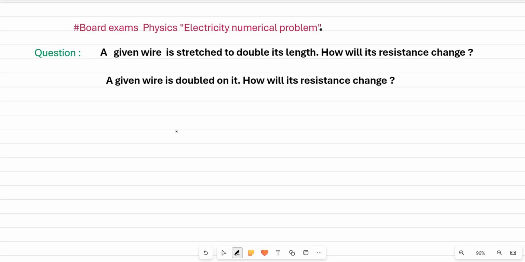Here is a numerical problem from the chapter electricity. It's an important question from the examination point of view. It's not one question, it's in fact two questions. I'm just putting these questions as A and B.